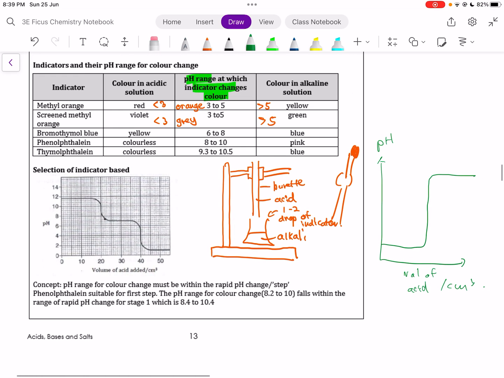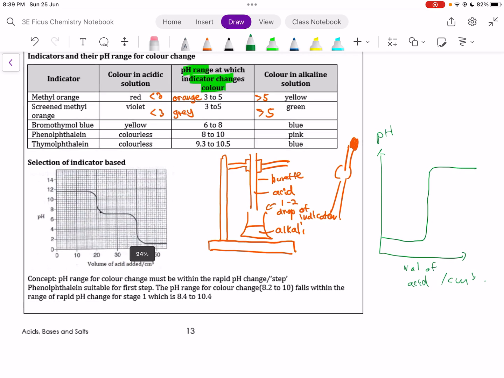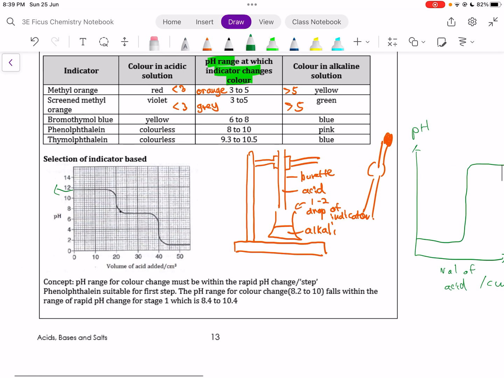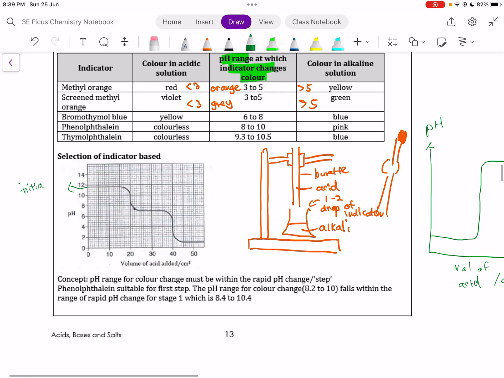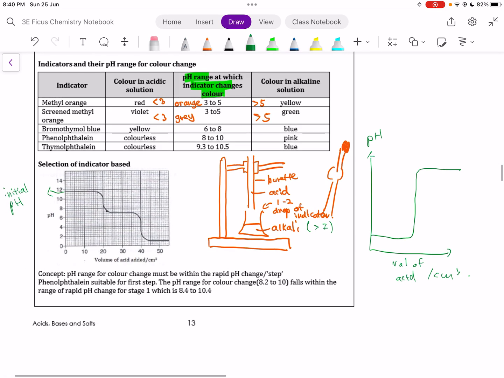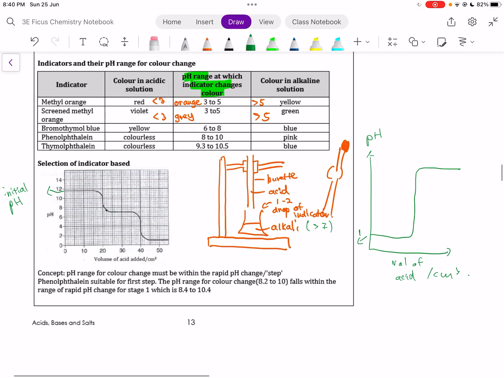So there's a couple of things to look out for in a titration curve. One is this part, which tells you the initial pH of what is inside the conical flask. For example, if it's an alkaline, it should be more than 7. In this case, like the one I have in green, the pH is 1, so it will be an acid inside the conical flask. So this is the initial pH. Then as you add, in this case an alkaline, the pH starts to drop. At a certain point, it drops very rapidly.